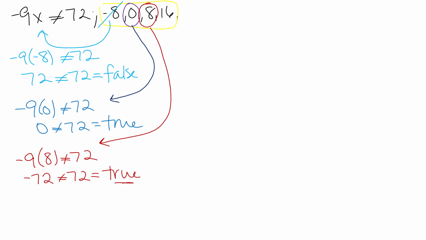The last one I have is going to be 16. -9 times 16 is not equal to 72. And that is also going to be a true statement because this is a negative number. And that's going to give me 144. Is not equal to 72. And that is true as well. So, not -16, but 16 is going to be in my solution set.